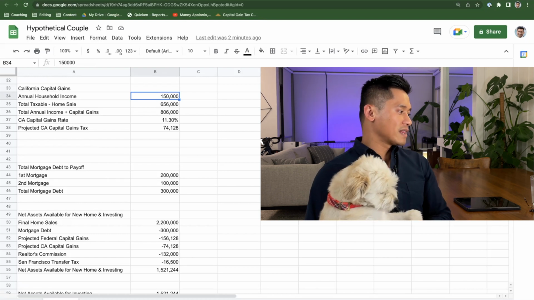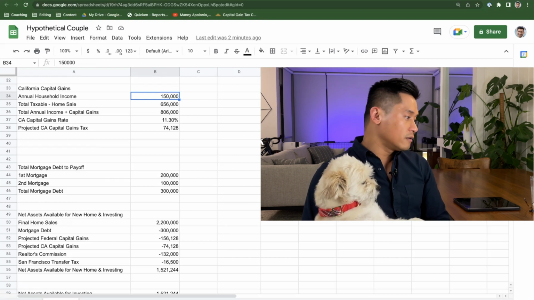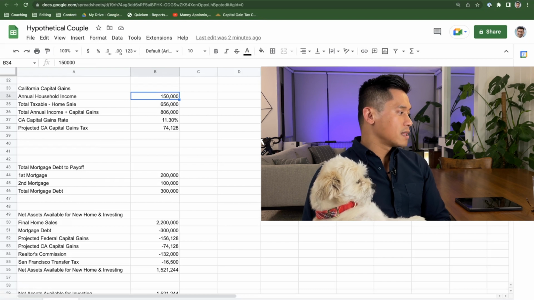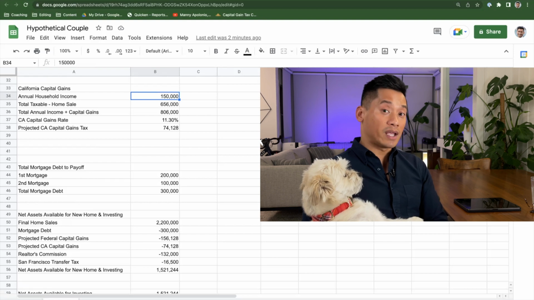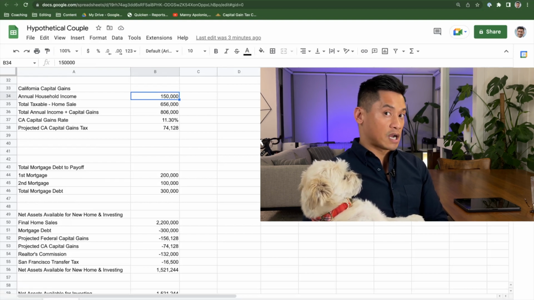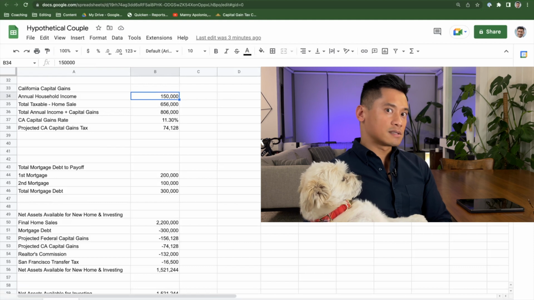Okay, so this specific couple earns $150,000, and this gives me an idea. If the couple can wait to sell the house in a year when they are retired, then potentially their household income will be a lot less that year. But let's say they don't do that, and they just sell now while they're still working.